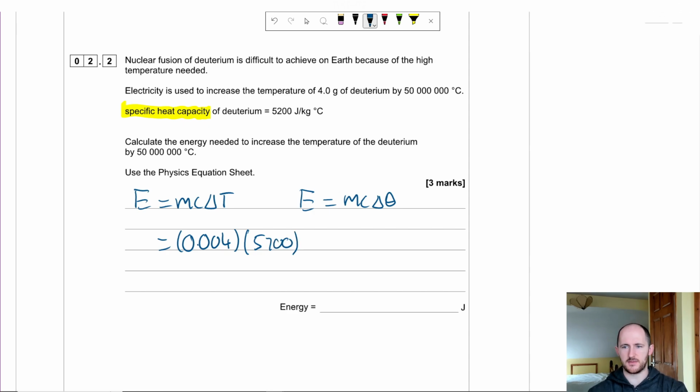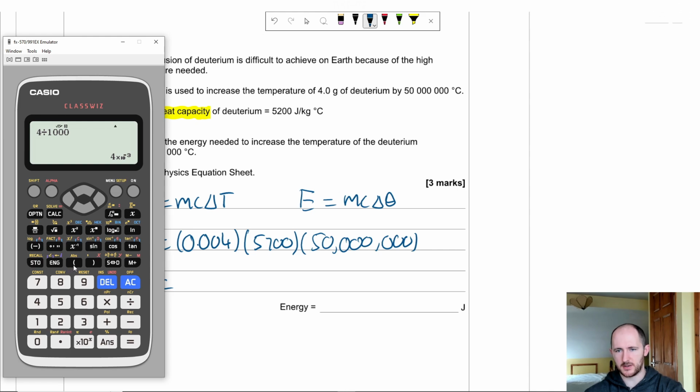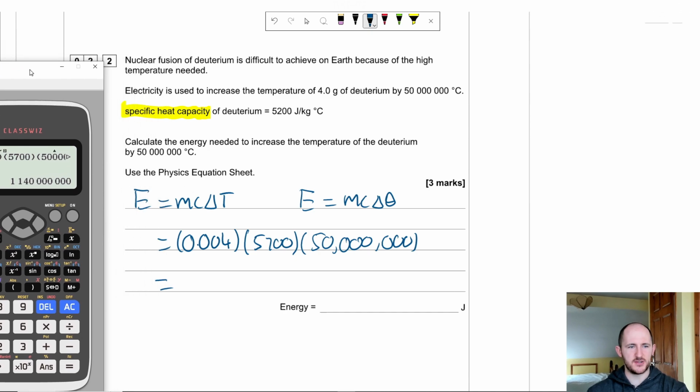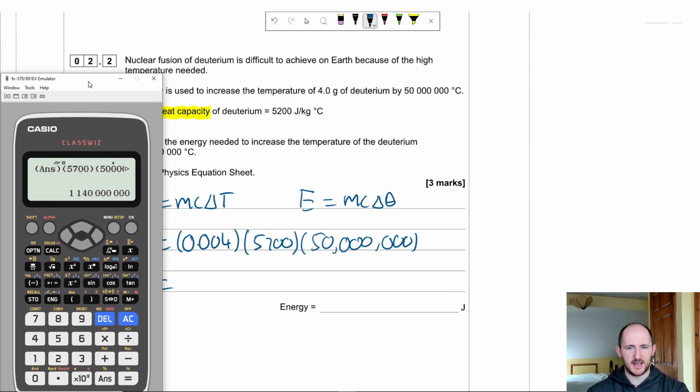5200 is the specific heat capacity, and we're increasing the temperature by 50 million degrees Celsius, which is pretty hot. So let's use... yeah, 1.1 billion joules of energy. Yeah, that makes a lot of sense. That's quite a lot. And again, if you wanted to, you can write it in terms of standard form and you get the exact same answer. So 4 times 10 to the minus 3, just using brackets instead will help you there.